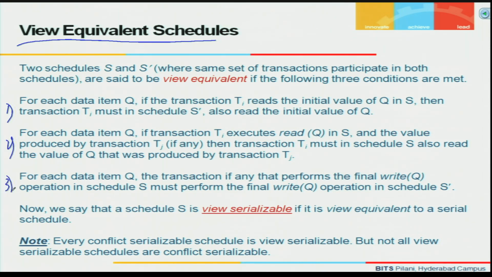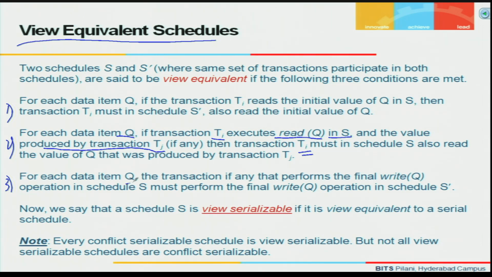Condition 1 says that for each data item Q, if the transaction Ti reads the initial value of Q in S, then the transaction Ti must in schedule S dash also read the initial value of Q. The second condition is, for each data item Q, if the transaction Ti executes read on Q in S and the value was produced by Tj, then the transaction Ti must in schedule S dash also read the value of Q that was produced by Tj.